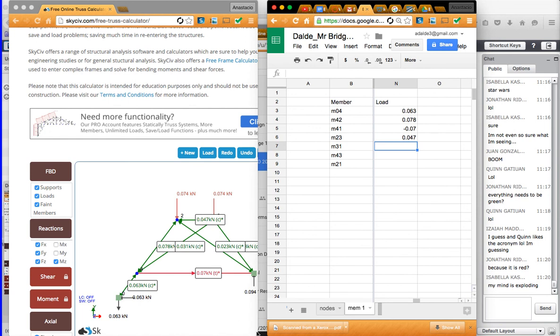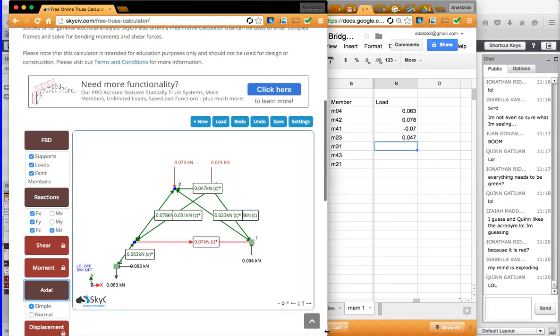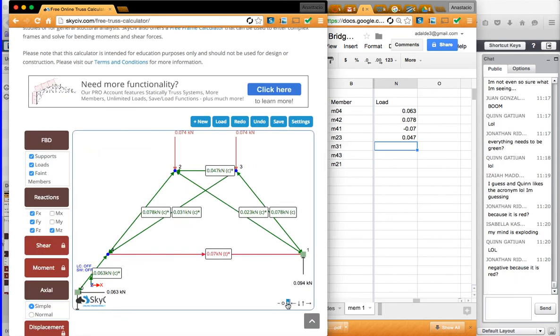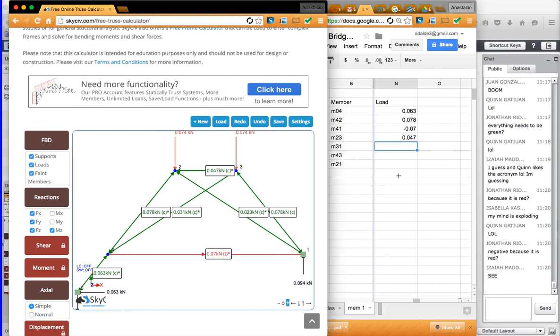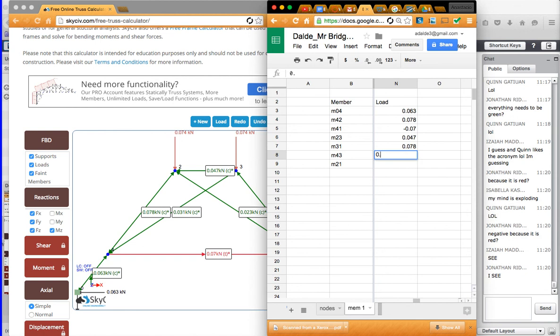Let's see, I can't really see this other one. Just zoom in a little bit more. All right, so this one's at 0.078, and that would be 3 to 1, 0.078. And then the inside ones from here to here, you have 0.031, and then over here to here, you have 0.023.